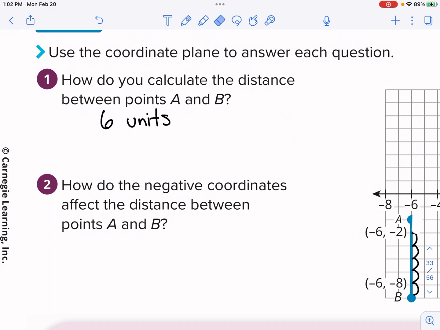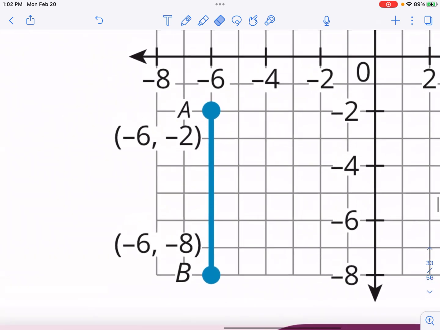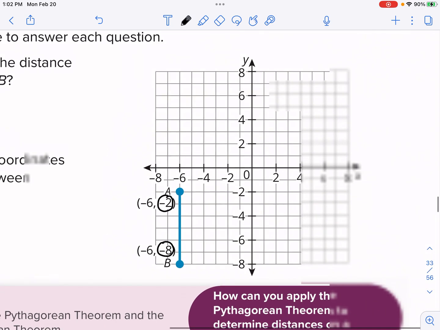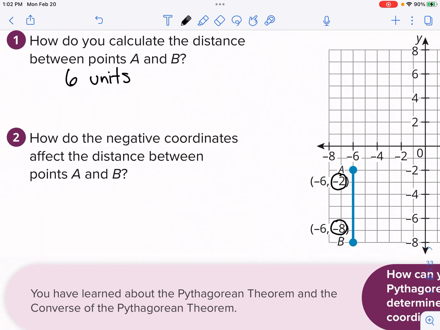But besides that, if we didn't have a grid, how could we figure this out? Notice the ordered pairs. We have -6, -2, and -6, -8. Since this is a vertical line, we can use our vertical distance, which is the y value. Really what you're doing is you're subtracting. You're finding how far -2 is from -6. I was ignoring the negatives. You don't have to really focus on negatives here. For distance, we don't care about negatives. You would just subtract 2 from 8. Right, so -6 and -8, subtract 2 from 8. That gives us 6 units as well.